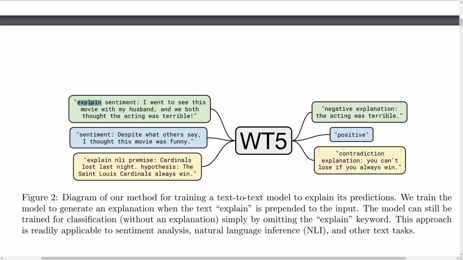So the way they do it is they prepend a special explain token to the input, explain sentiment in particular. So they want an explanation for the sentiment, and they want the model to generate the correct sentiment, negative, as well as a special explanation token which is reserved for this function, and then an explanation, which is here, the acting was terrible, as the reason for the negative sentiment.